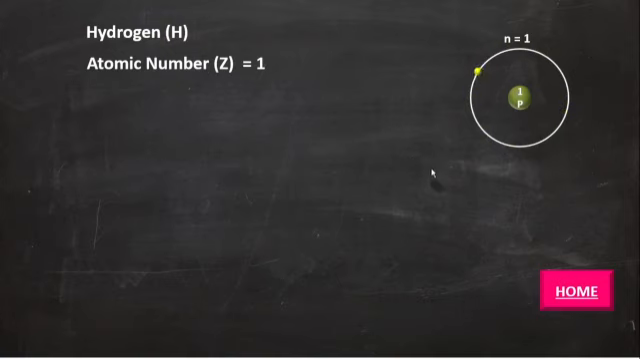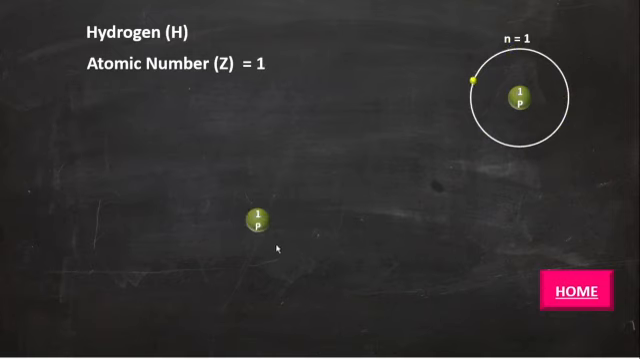Now I am going to show you the electronic configuration of hydrogen. So what is the electronic configuration? Electronic configuration is nothing but the distribution of various electrons. The distribution of electrons in the various orbitals in its ground state is called the electronic configuration. So here I am going to show you the electronic configuration of hydrogen atom.